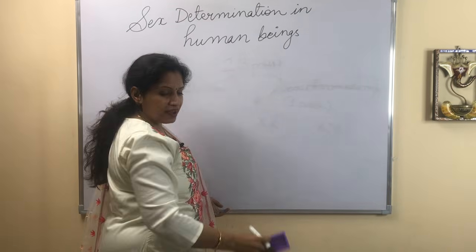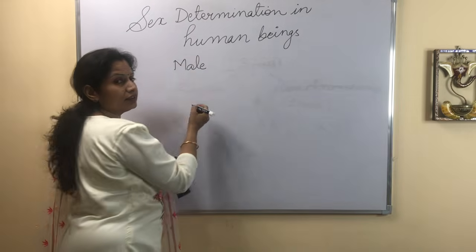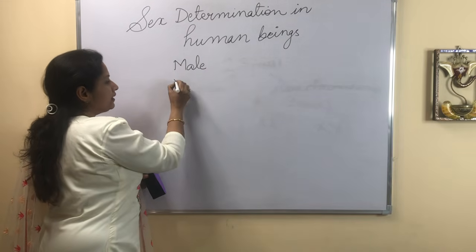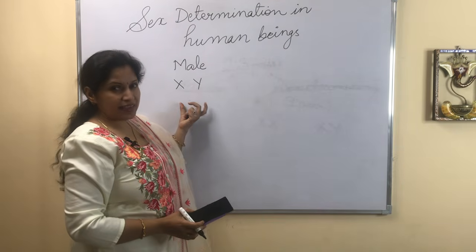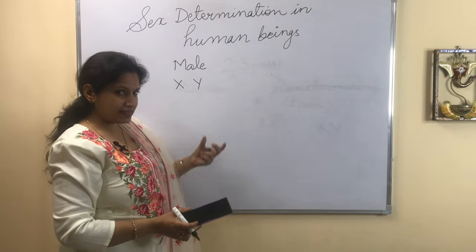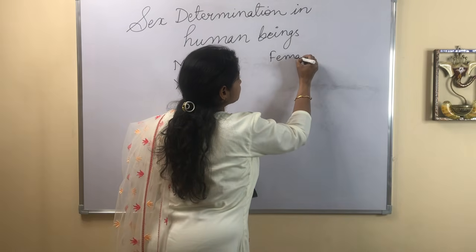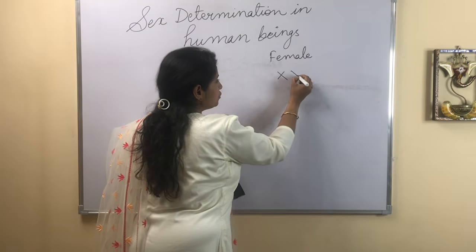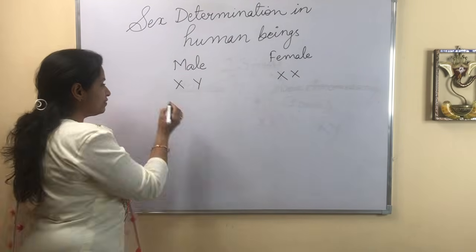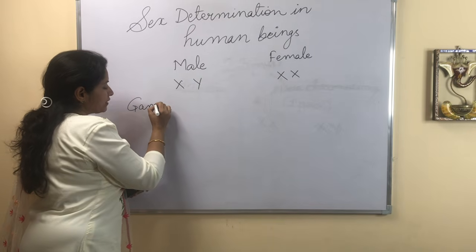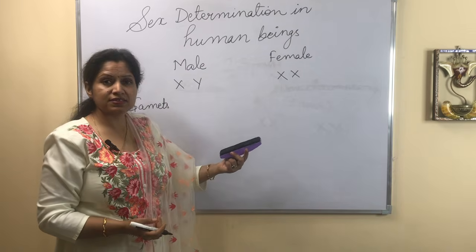So in males, or the father, will be having X and Y chromosome. The mother will be having 2 X chromosomes. Okay. Now when the gametes will be formed, what are the gametes? In males, it is the sperms, and in females, it is the ovum.